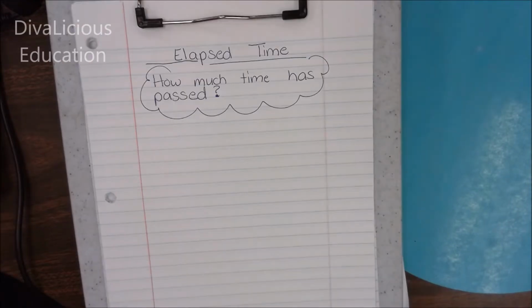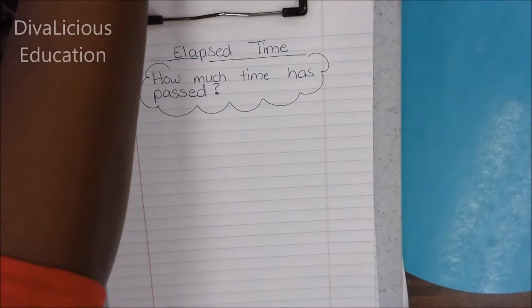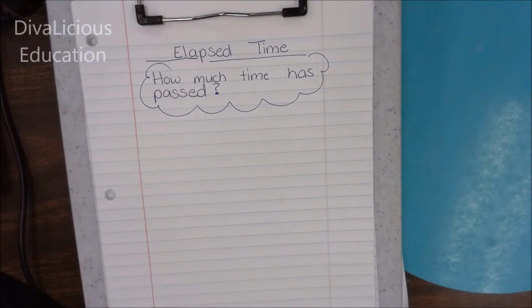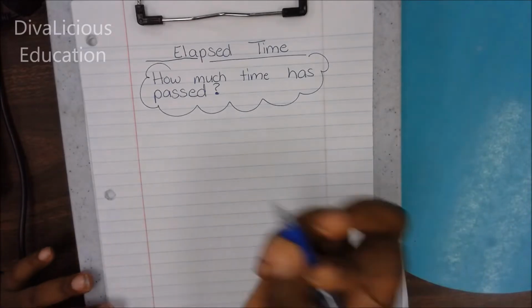What we're going to be working on today is mostly elapsed time. And elapsed time has to do with how much time has passed. So what I tell my students to do is to set up kind of like a template to use each time, and then you can plug in the numbers where you need to.